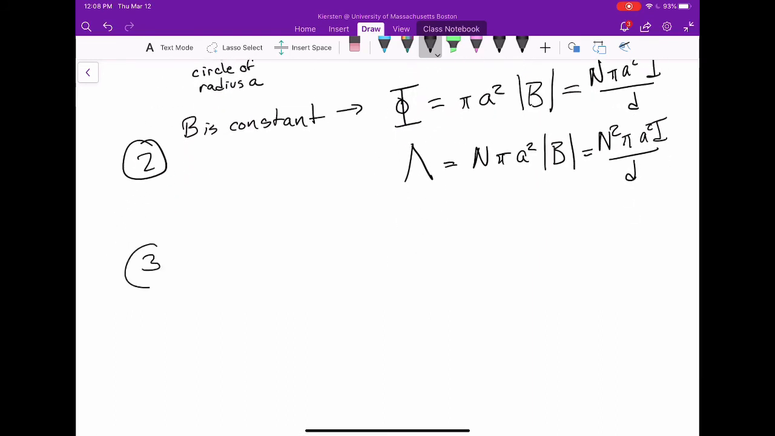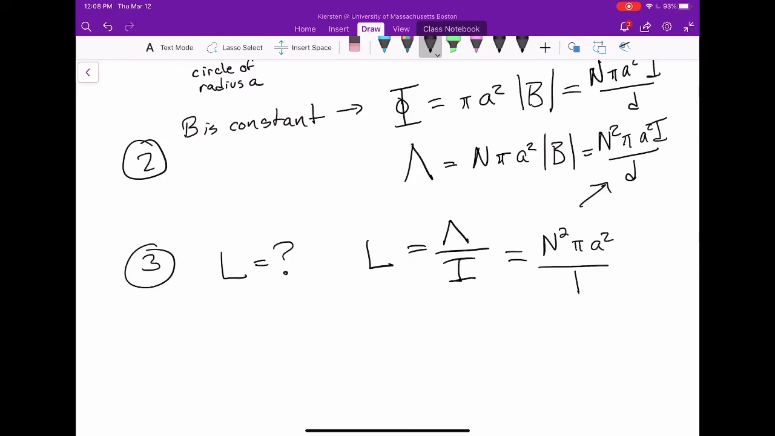Question 3 out of this example is find the inductance. Remember that the inductance is just magnetic flux linkage divided by current. So looking at this one and dividing by I, we get that the inductance of this coil is N squared pi A squared over D.